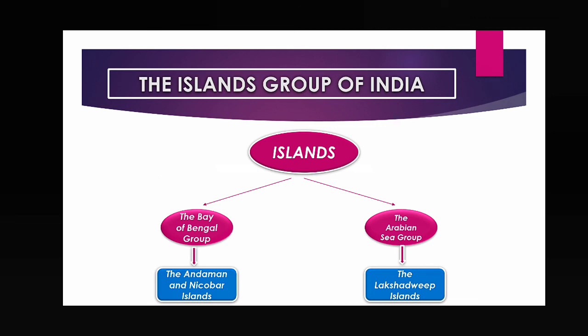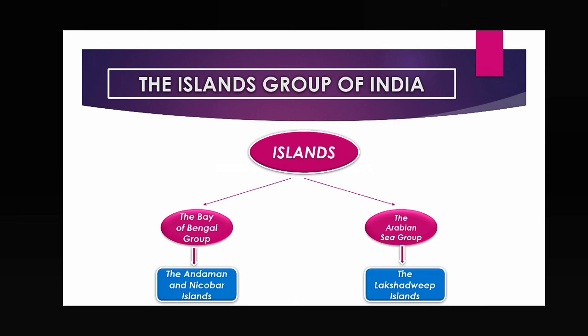So in India, there are two island groups present. One is called the Bay of Bengal group, that means the Andaman Nicobar Islands, and the Arabian Sea group, that means Lakshadweep Island. Andaman Nicobar Islands have two main divisions. Andaman is the Northern Division and Nicobar is the Southern Division, and Andaman and Nicobar are separated from each other by the 10-degree channel.